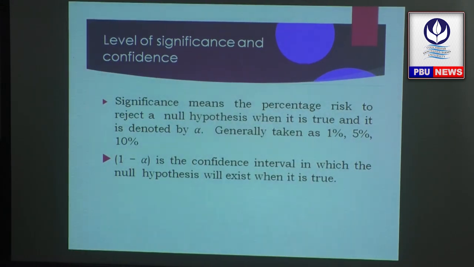Level of significance and confidence level. Here, alpha is the level of significance, meaning the percentage risk of rejecting a null hypothesis when it is true, and it is denoted by alpha. Clearly, it is taken as 1%, 5% or 10%, whatever. 1 minus alpha is the confidence interval in which the null hypothesis will exist when it is true.